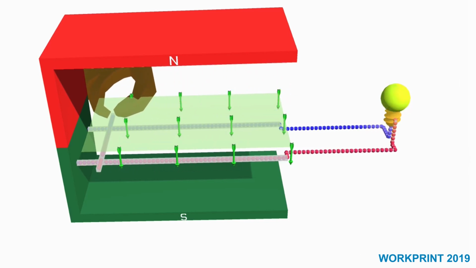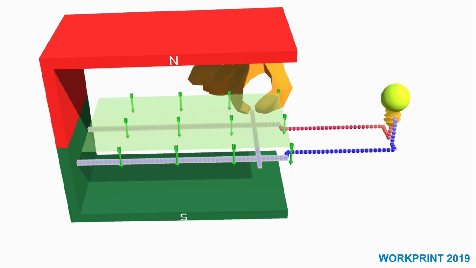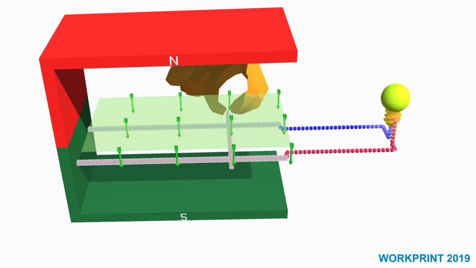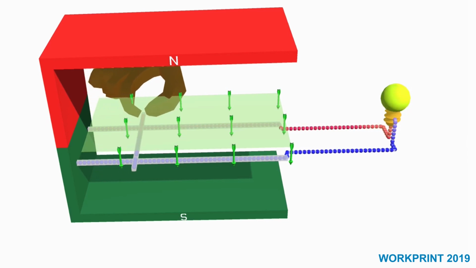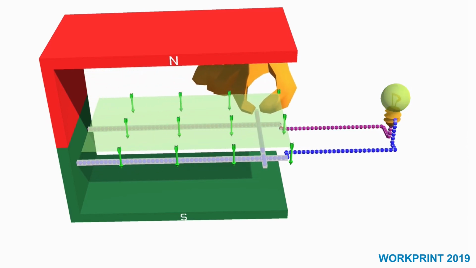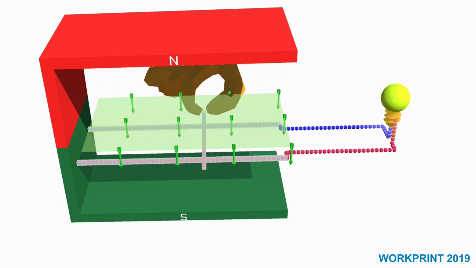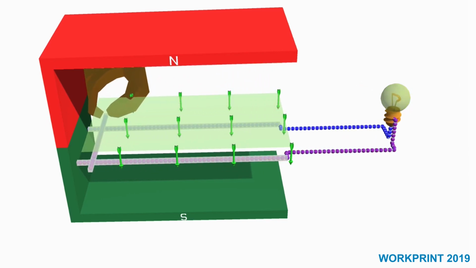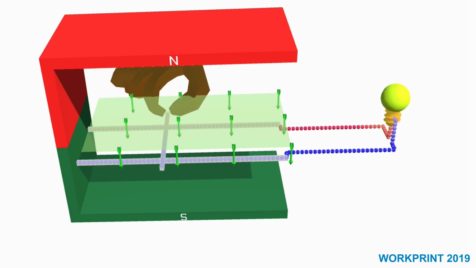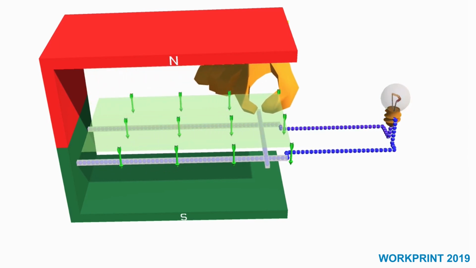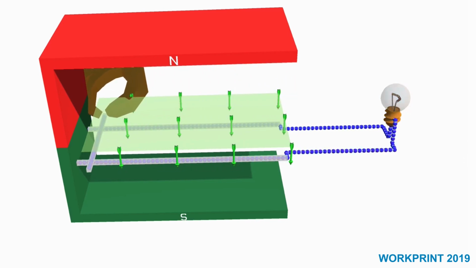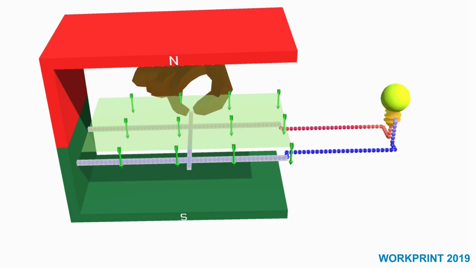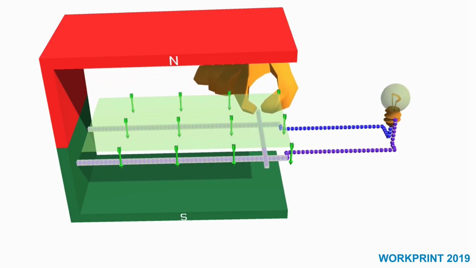If you move an iron rod in a magnetic field, the law says that electrons are pushed in a specific direction, and this causes a pressure on one side, so that the electrons are pressed through the bulb, and after they went through the bulb, they have a lower pressure, and the whole cycle may begin again.